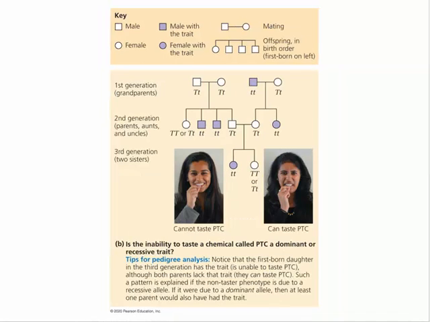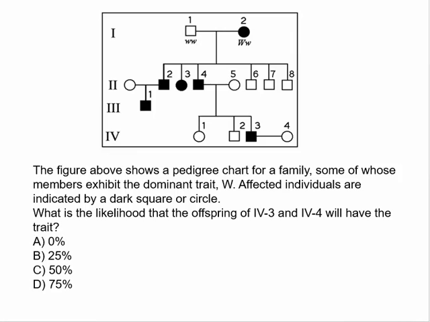How about the ability for an individual to taste this PTC chemical? Again, we have the genotypes written here to help you along. Notice the only time we get someone who is affected is when we have the recessive homozygous genotype. All right, you try one now.